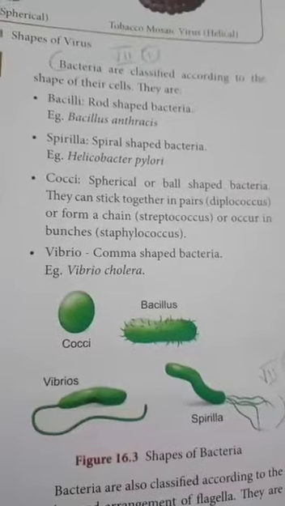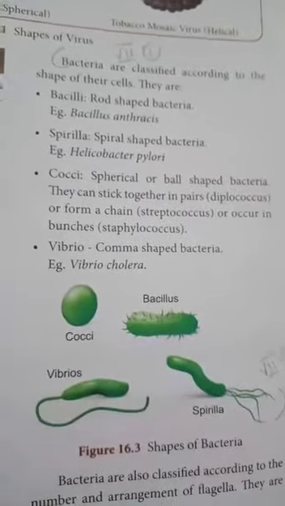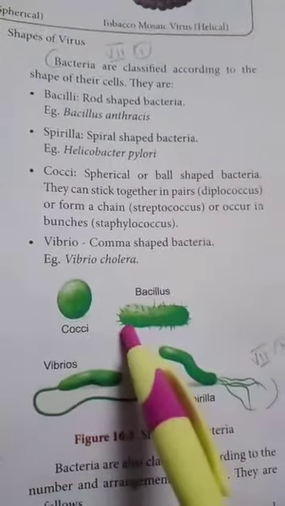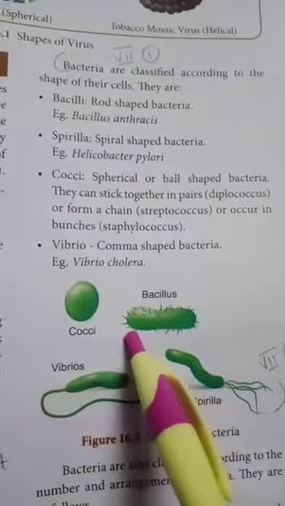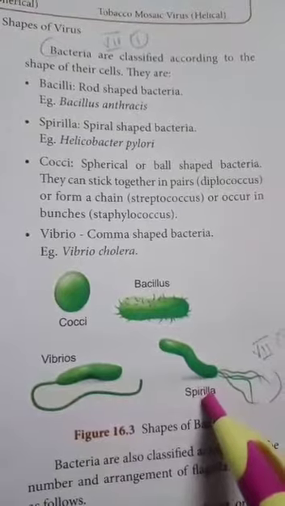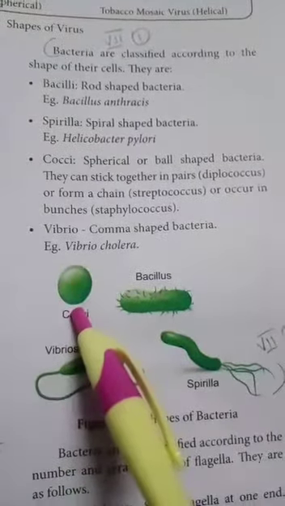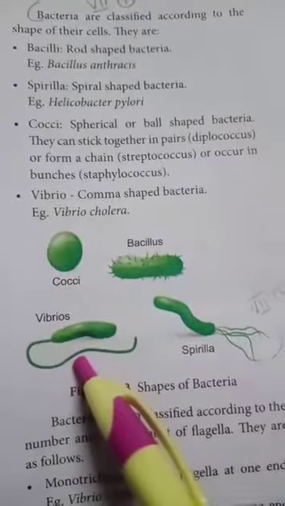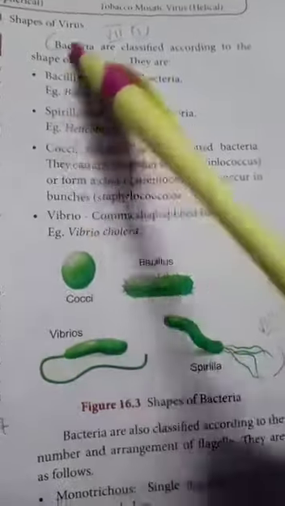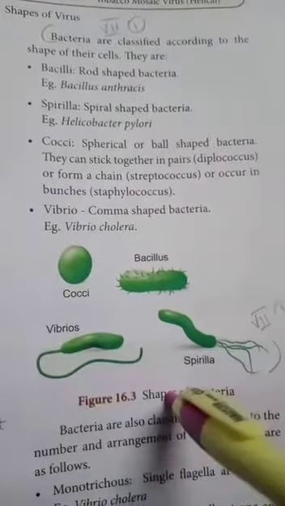According to the shape of the cell, bacteria are classified into 4 types. First is bacilli, which are rod shaped. If it is in a spherical shape, it is called spirilla. If it is in a spear shape, it is cocci, and if it is in a comma shape, it is called vibrio. According to the shape there are 4 types, which are given in the picture.